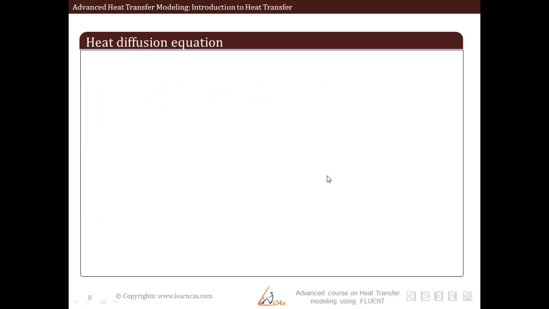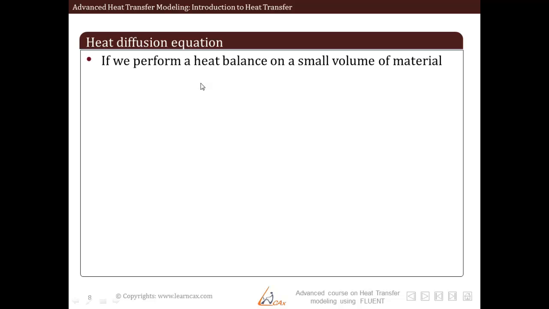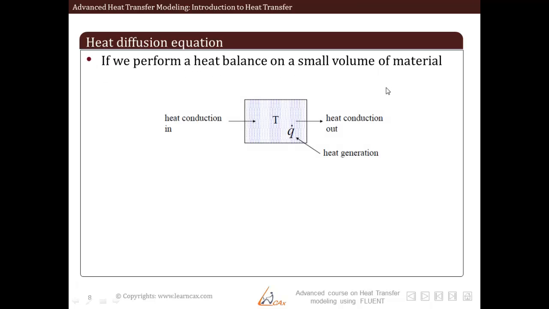After studying the energy equation in detail, let us see a very specialized and simplified case of the energy equation, which is the heat diffusion equation, which deals with only conduction. Taking our basis from Fourier's law, if we perform a heat balance on a small volume of material at temperature T, heat is coming in by conduction, heat is also going out by conduction, and there is heat generation Q dot in this particular volume of material.